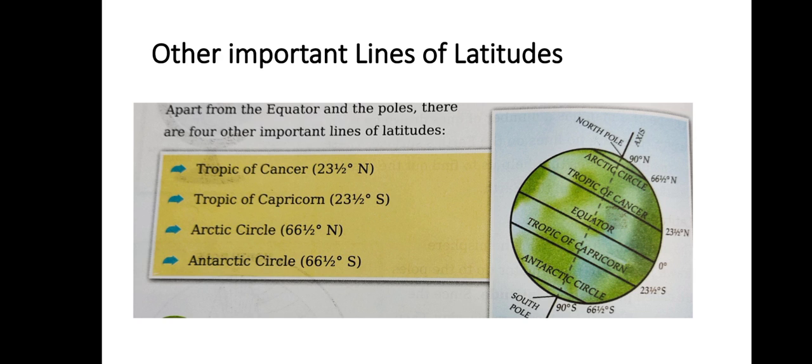Besides latitudes and longitudes, the other important lines of latitude are the Tropic of Cancer at 23.5° north, the Tropic of Capricorn at 23.5° south, the Arctic Circle at 66.5° north, and the Antarctic Circle at 66.5° south.